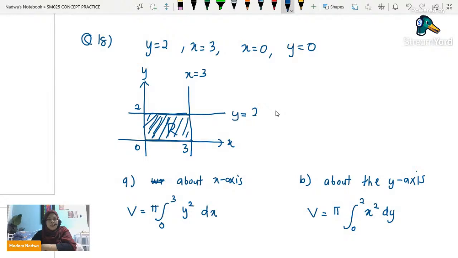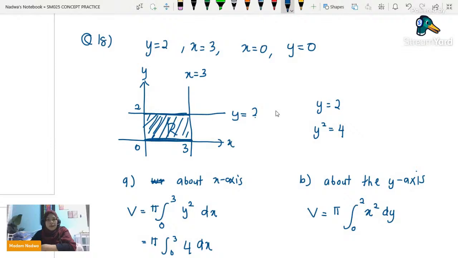So, ini garisan ini fungsinya apa? Fungsinya adalah y equals to 2. So, kalau y equals to 2, y squared is equals to 4. Meaning that kat sini kita just masukkan integration from 0 to 3, y squared kita adalah 4 dx. Kita takkanlah with respect to x axis kan, tiba-tiba kita nak tengok tepi ni. Tak boleh lah, salah lah kan, tak logik langsung.